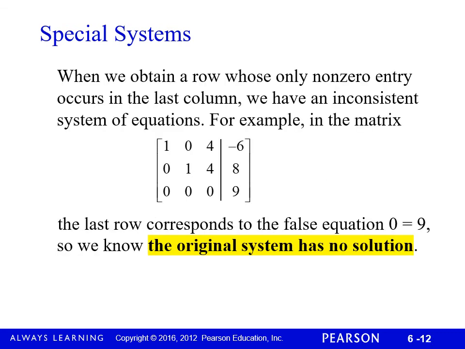Finally, the last thing we have is another special system. When we obtain a row whose only non-zero entry occurs in the last column, and you can see that here in row 3, we have an inconsistent system of equations. For example, in the bottom matrix, notice that last row corresponds to a false equation of 0 equals 9. So we know the original system has no solution. So again, if you have zeros in the coefficients and a constant that's not 0 in the last position, you know that there is no solution to this system. Okay?